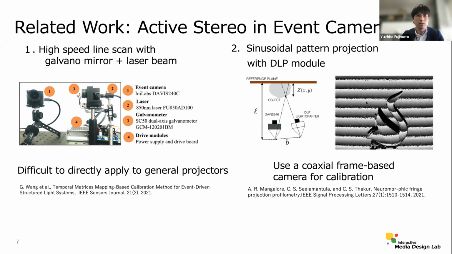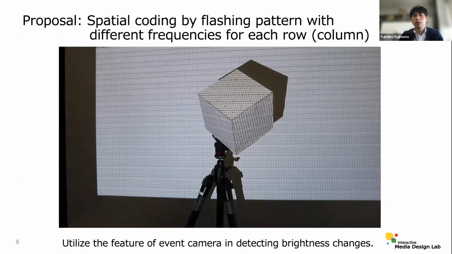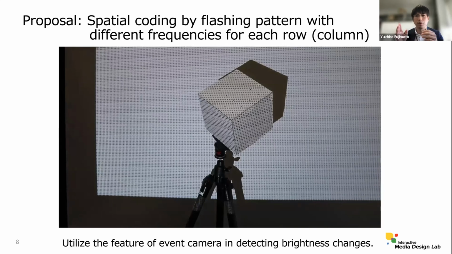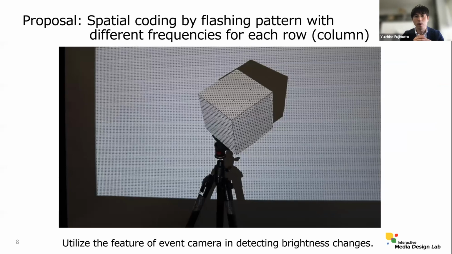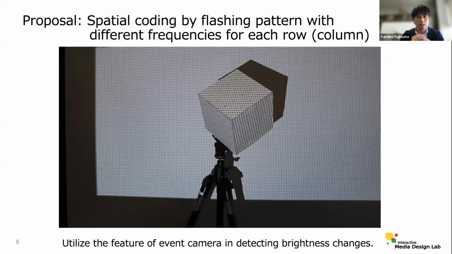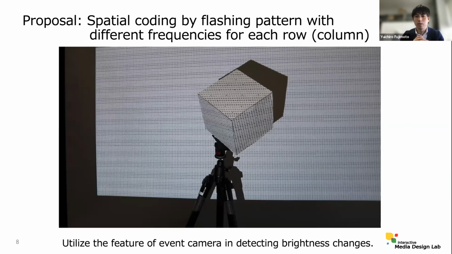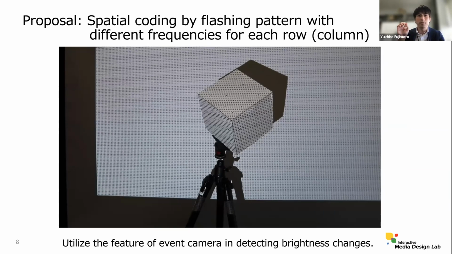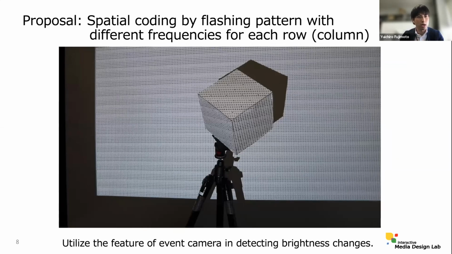In summary, as far as we know, a general-purpose calibration technology between event cameras and projectors is not yet established. In this study, we utilize the feature of event cameras of being good at detecting brightness changes and propose a flashing pattern with a different frequency for each row and column, like these videos. The event camera observes this flashing pattern and performs frequency estimation to get correspondence with the projector image pixels.